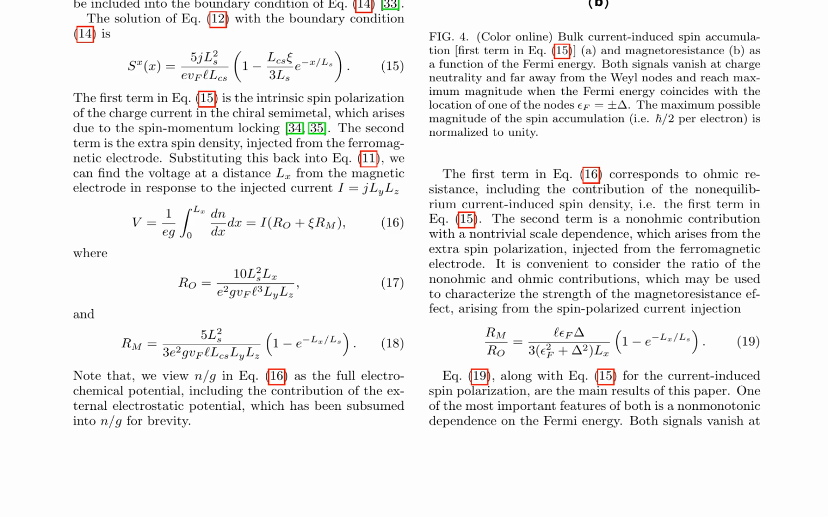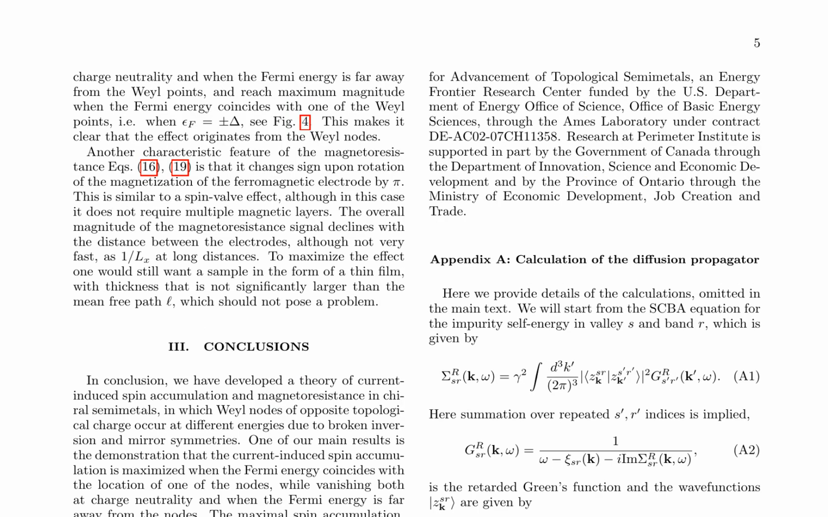Main results are given by equations 15 and 19, describing current-induced spin polarization and non-ohmic contribution to the voltage, respectively. These results may be used to understand the magnetoresistance effect in chiral semimetals and to design devices that exploit this effect. In conclusion, the theoretical analysis of current-induced spin accumulation and magnetoresistance in chiral semimetals has been presented.